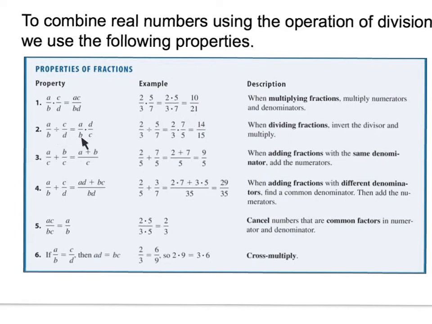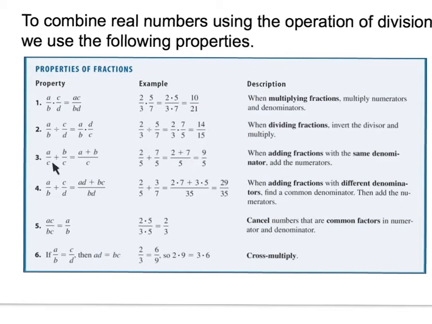When you're dividing fractions, take the reciprocal of the second fraction and multiply. So flip the second one and multiply. So a over b times d over c is the same as a over b divided by c over d. So 2/3 divided by 5/7 is the same as 2/3 times 7/5. And then we can do the same thing we did in property 1, just multiply and multiply. So 2 times 7 is 14 and 3 times 5 is 15.